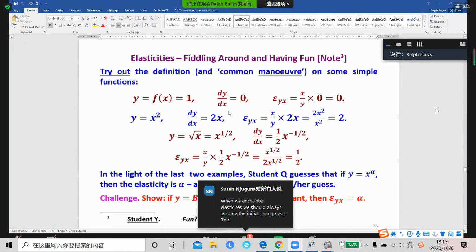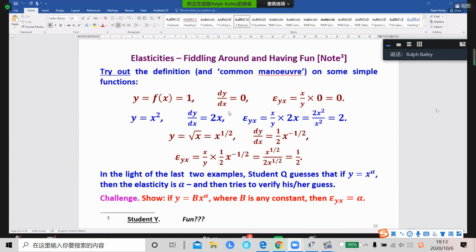Here, there are a number of other elasticities you should try, and remember the maneuver. When you've got y in your formula at the end, you can always put in your definition of y in terms of x, and you will usually get further simplification. There's a general result at the bottom of the screen, which probably student Q will go straight towards. If y is b times x to the alpha, then it doesn't really matter what b is, the elasticity will be alpha.